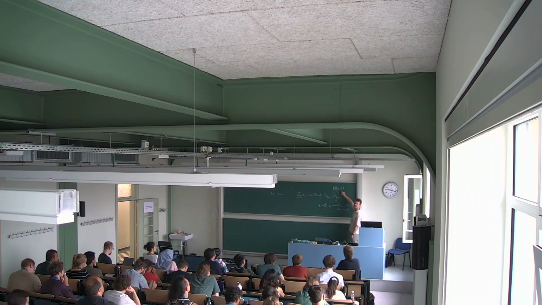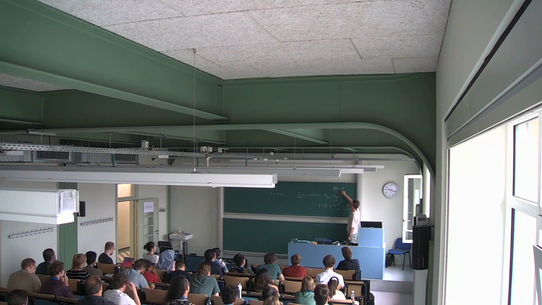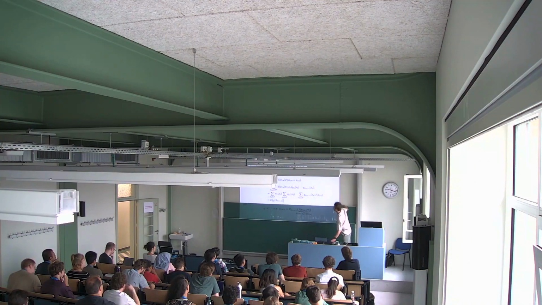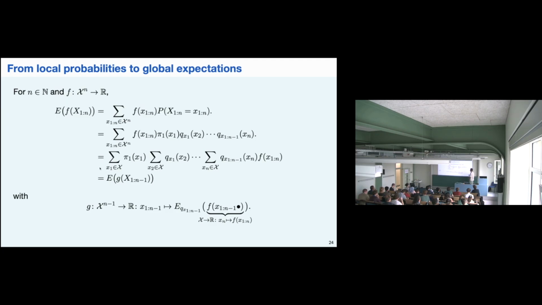Right, so this notation means I'm looking at the function f, which usually takes n tuples. I'm going to fix the first n minus 1 components, and I'm going to look at this as a function on the last component. Right, so that's what I did here. I'm taking the expectation with respect to this local probability mass function of this function where I'm fixing the first n minus 1 components, and I'm looking at this as a function on the last component only.